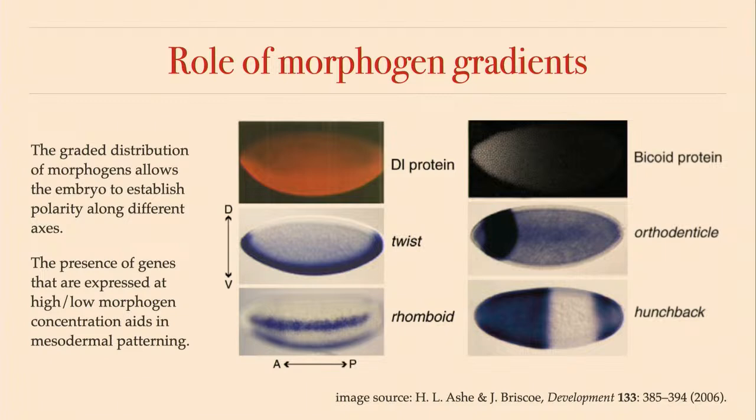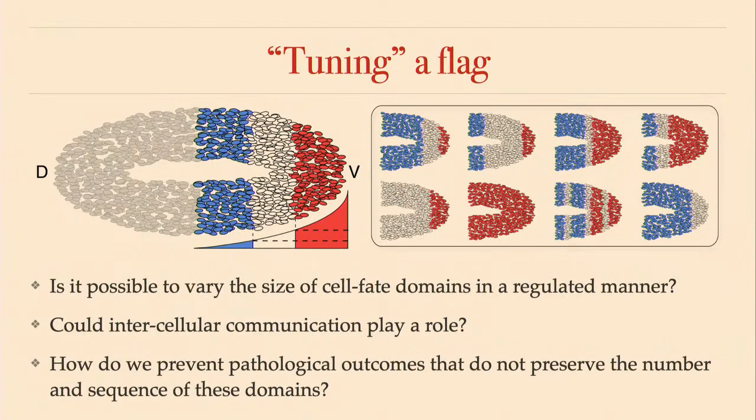Similarly, in the case of the bicoid protein, going from anterior to posterior, you have one gene, orthodenticle, expressed at higher and hunchback at lower levels of this protein. You can see straight away that this plays an important role in establishing polarity and also in patterning. So morphogen gradients are extremely important for these fundamental cellular processes in early patterning.